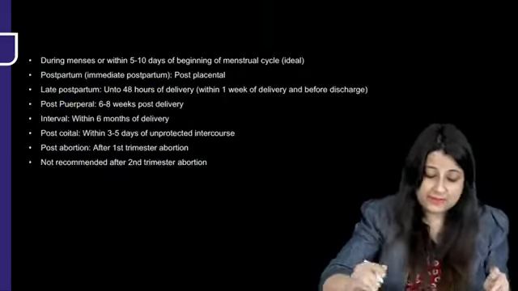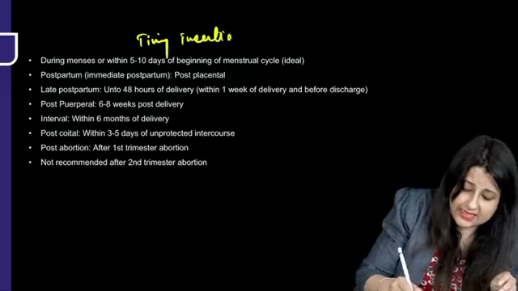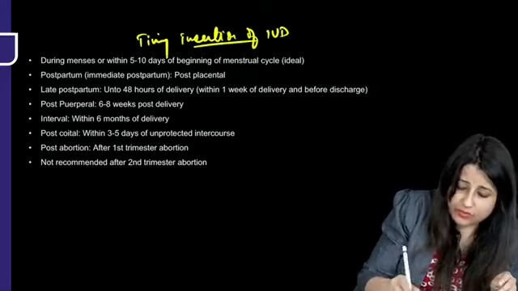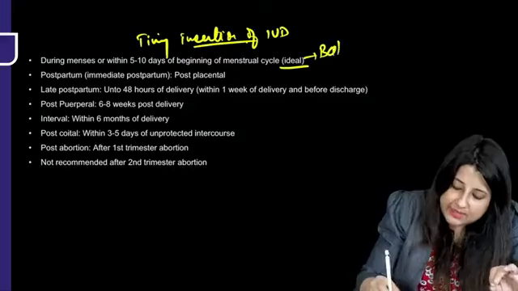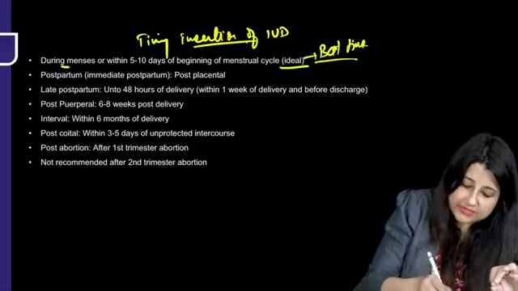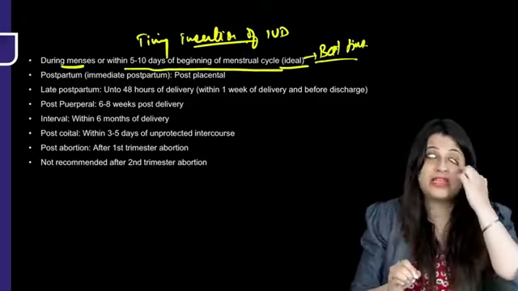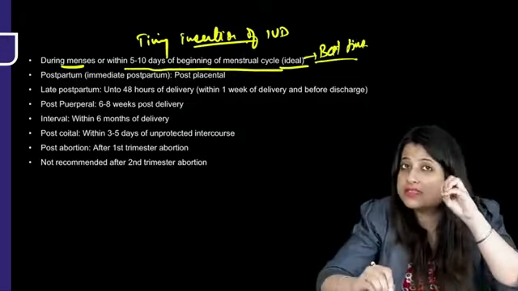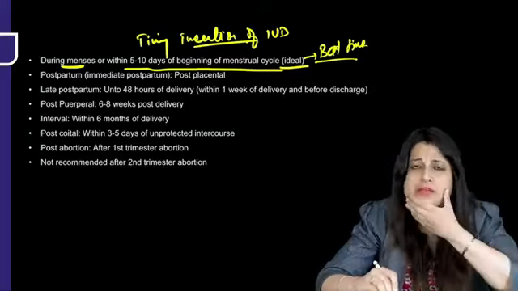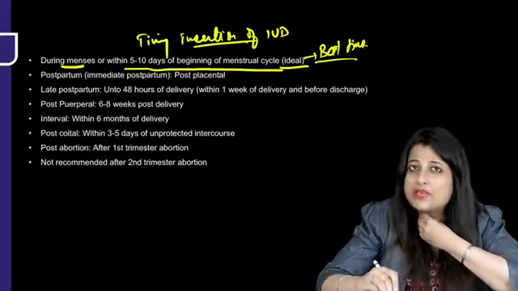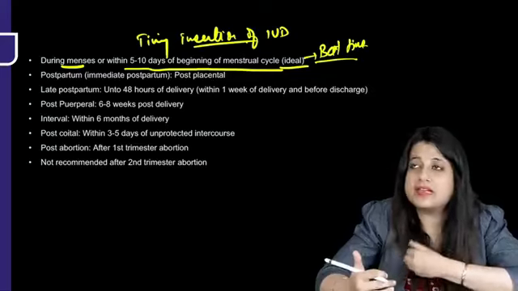Contraindications, side effects. Now timing of insertion of IUD is again important. When you have to talk about timing of insertion, the best time, the ideal time to insert an IUD is during menses or within 5 to 10 days of beginning of menstrual cycle. Either you insert it during menses or within 5 to 10 days of beginning of the menstrual cycle. But do you think a woman is going to come during that period? No. It's not a very receptive time because she might not feel very comfortable.